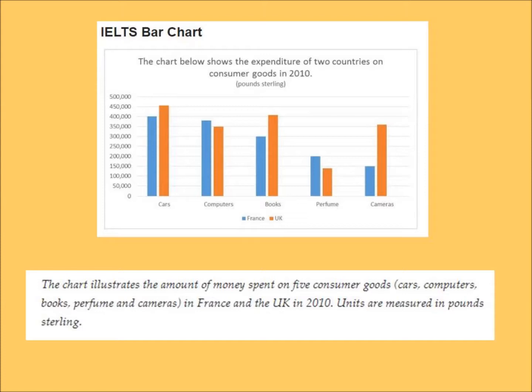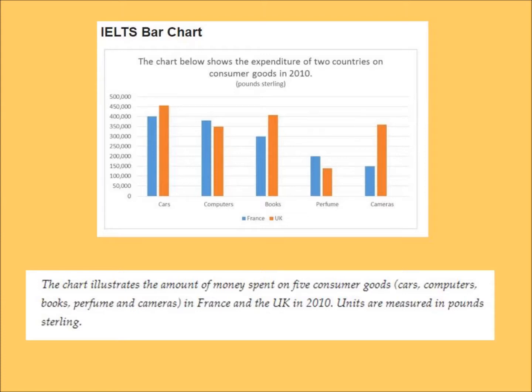Okay, so now look at this paraphrase. The chart illustrates the amount of money spent on 5 consumer goods. So you can give these 5 consumer goods within brackets by separating the nouns or separating the consumer goods with commas: cars, computers, books, perfume and cameras within brackets. So why are we writing within brackets? Because it will increase the word count. Okay, if you have written less than 150 words, this will increase the word count. Now note how France and UK are written in capital letters. You can also write about the units. So here it says units are measured in pounds sterling because it has been given in the question.